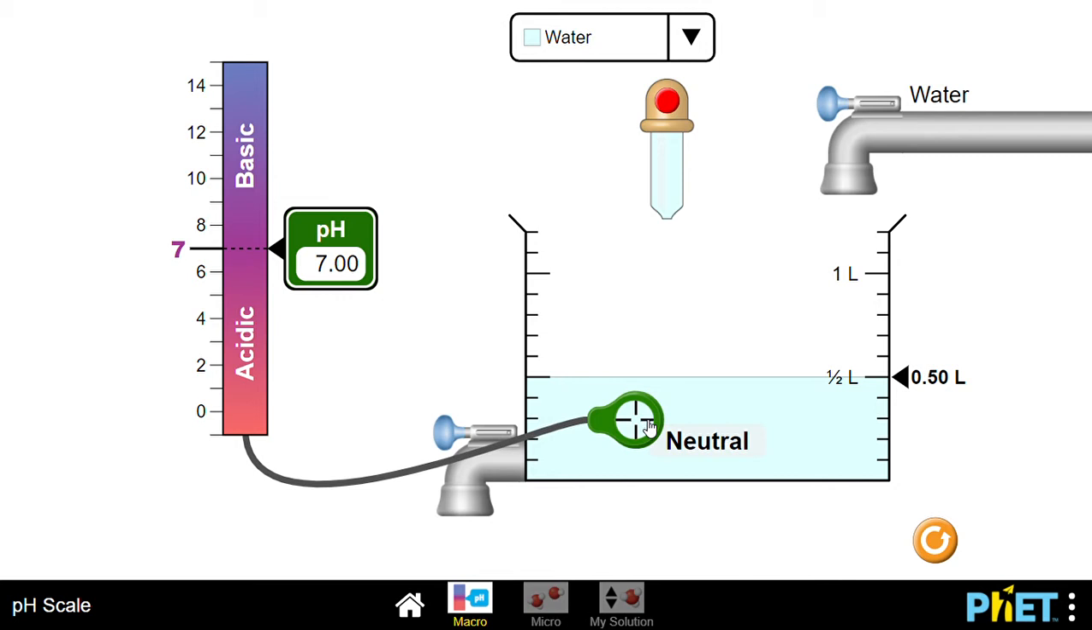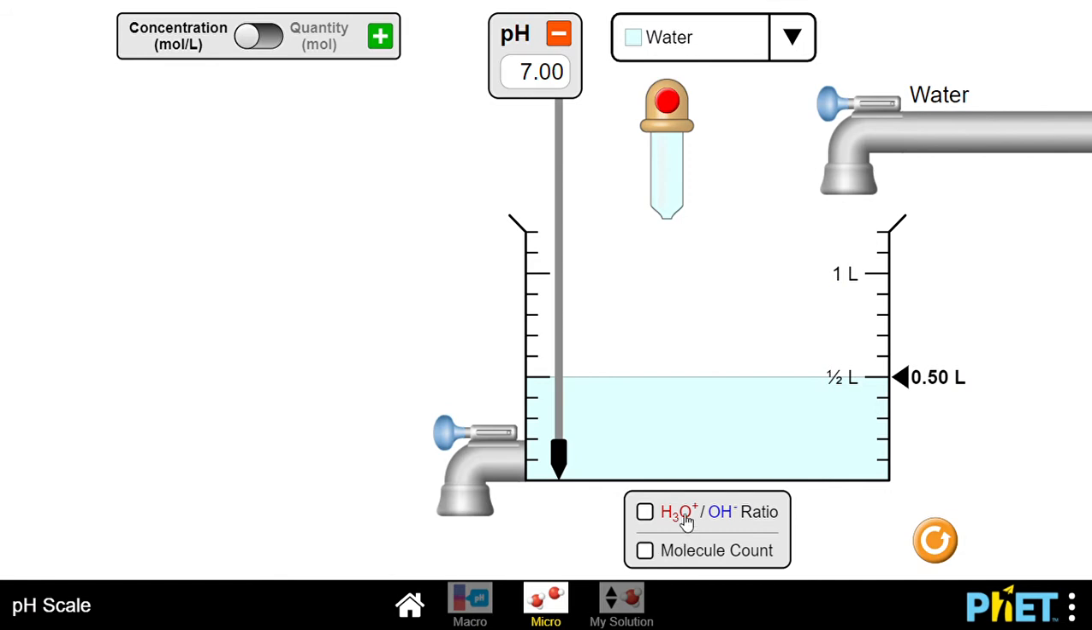Water in its purest form is neutral. This means that water with a pH of 7 has a perfectly balanced count of hydrogen ions and hydroxide ions.